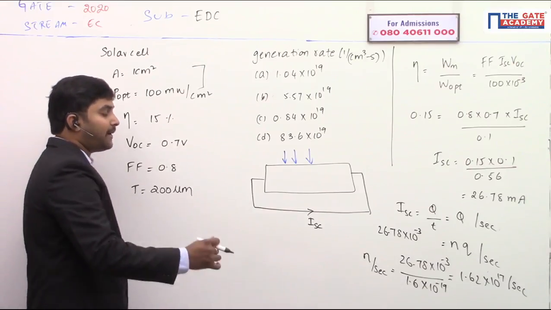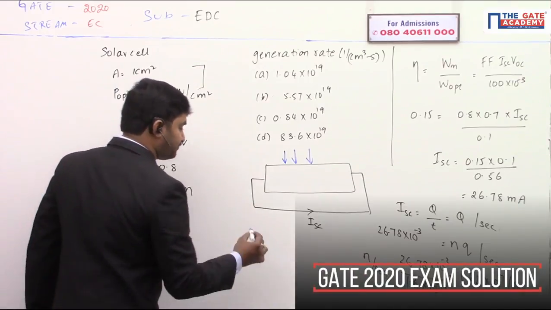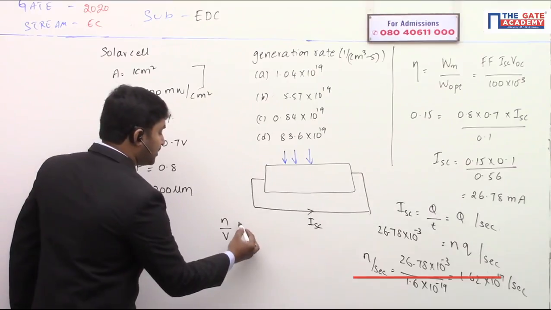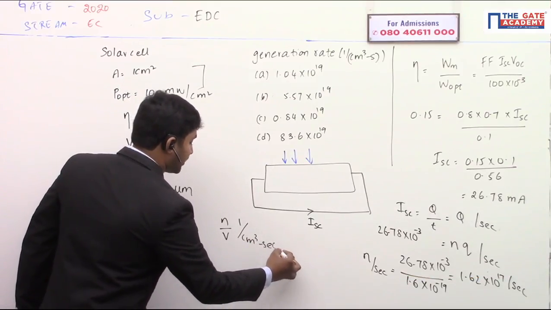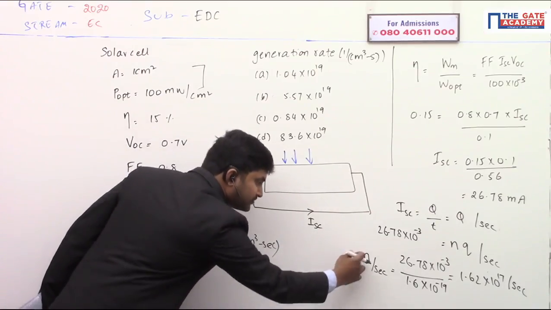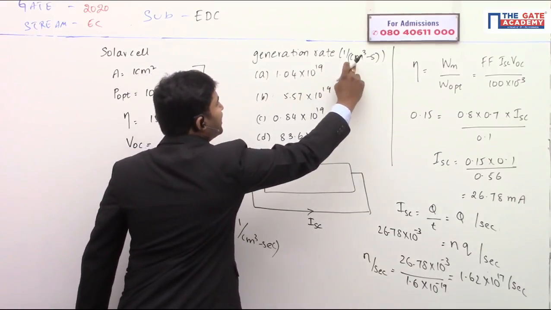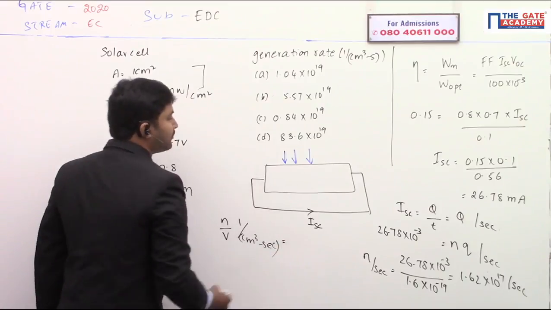Now we wanted per centimeter cube second, right? It means that whatever you got, we are going to divide by volume, so that you get it in terms of per centimeter cube second. Here we have to note that these are the number of charges per second, but in the question it should be per centimeter cube second. So if I divide by volume, what is the volume?